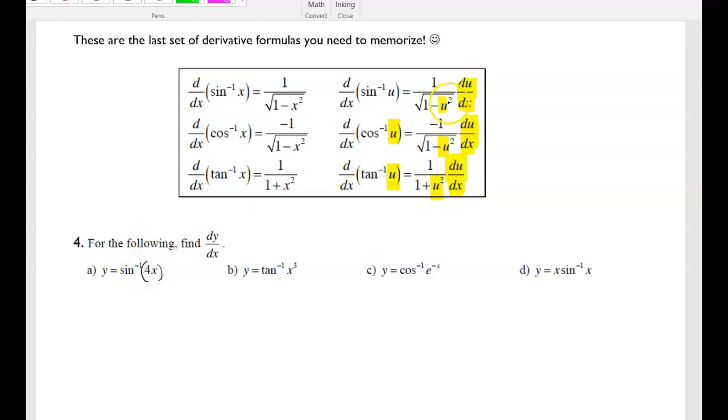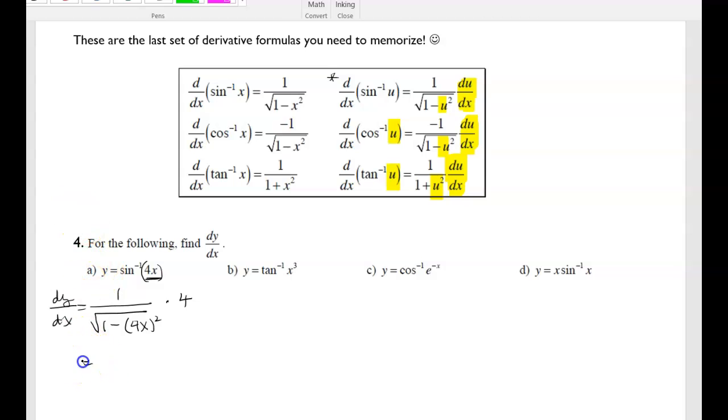So that 4x is my u in this case. So I'm going to use this formula, the derivative of inverse sine. And so my dy/dx is 1 over square root of 1 minus whatever was inside. So that's the quantity 4x squared. Make sure you use parentheses there. And then times the derivative of 4x, which is just 4. So again, I'm just multiplying by the derivative of whatever was inside inverse sine.